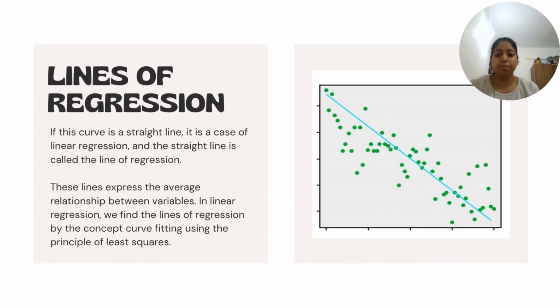Lines of regression. If this curve of regression is a straight line, it is the case of linear regression, and the straight line is called the line of regression. These lines express the average relationship between the variables. In linear regression, we find the lines of regression by the concept of curve fitting using the principle of least squares. Regression lines are the lines of best fit so that they try to cover as many points from the scatter diagram as possible.